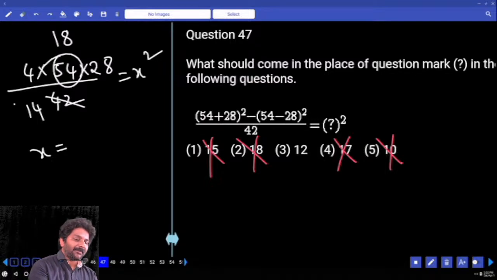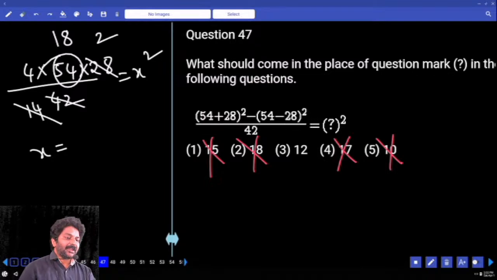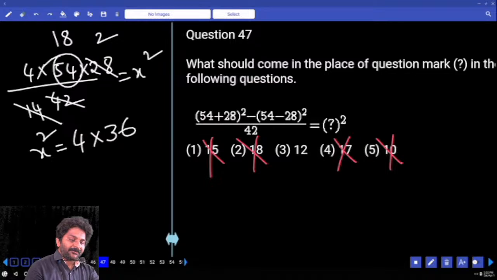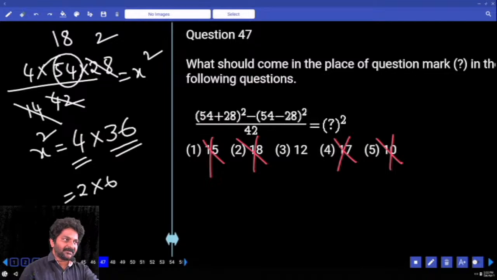ఇదంతా ఎందుకంటే కొట్టేయడమే. 14 how many times? 2 times. 18 into 2, 36. I don't want to change 4 because that can be a perfect square. Into 36. 4 can be written as 2 square. 36 can be written as 6 square. Then x is equal to 2 into 6, 12 answer.